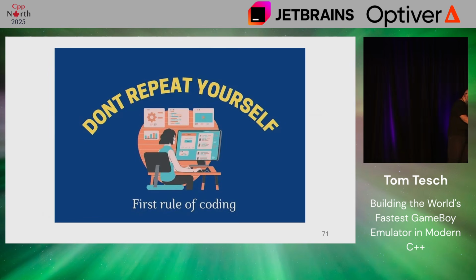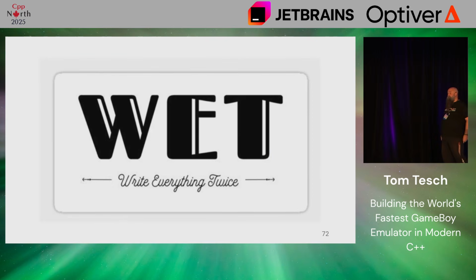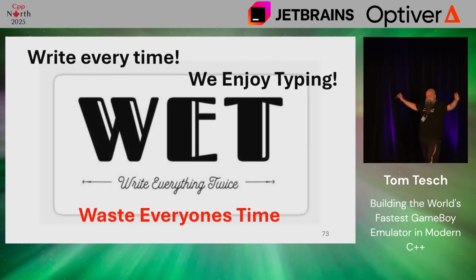But when we were looking at that code, we were cheating against an important rule, the DRY rule. This is the first rule of coding: don't repeat yourself. That switch was full of the same stuff all the time. Funny anecdote: the students I teach don't like the DRY rule. They prefer the opposite, the WET rule. Do you know the WET rule? It's beautiful. Write everything twice. Also, we enjoy typing. We write every time. We waste everybody's time. So let's fix it.